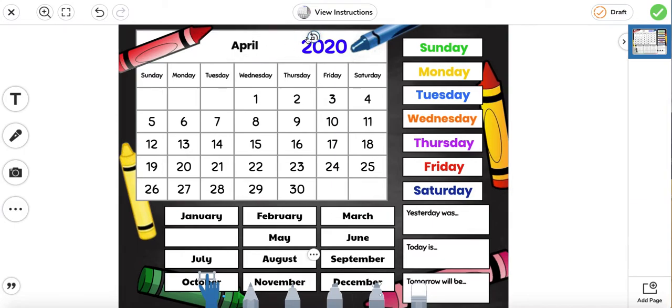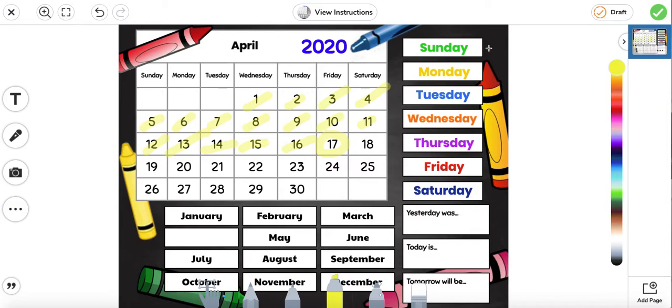Our year is 2020. We're going to go ahead and cross out the days that we have already been here that have passed, and we're going to stop at the 17th. 1, 2, 3, 4, 5, 6, 7, 8, 9, 10, 11, 12, 13, 14, 15, 16, 17.